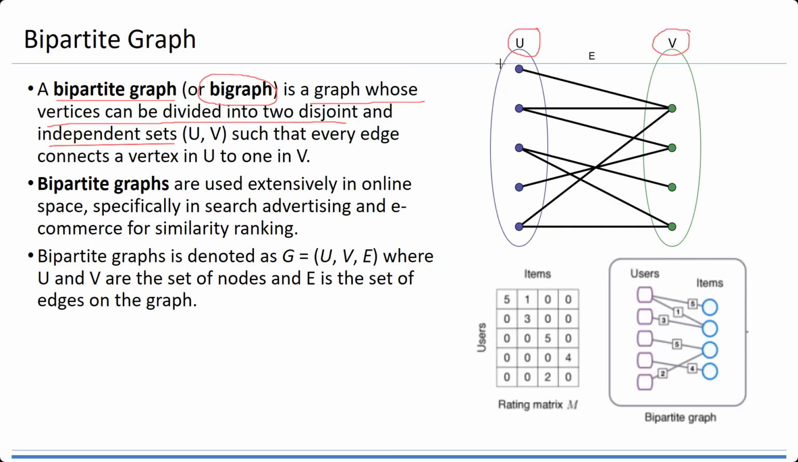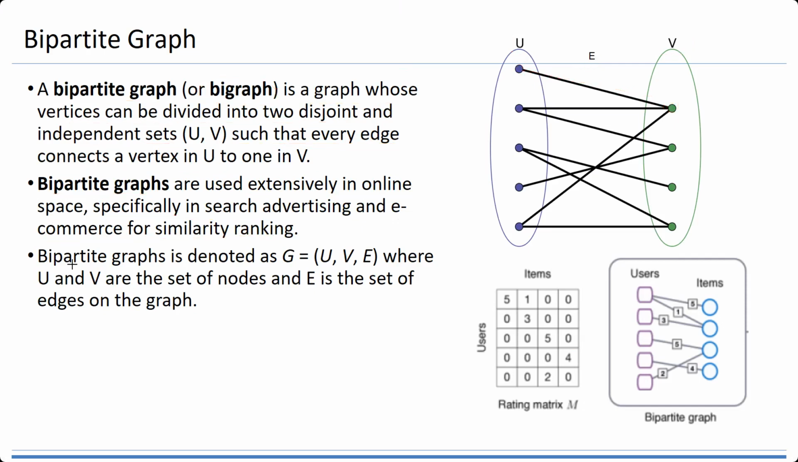So there are two independent sets, such that every edge connects a vertex in U to one in V. So this is a vertex in U. This is another vertex in V. And then it is the edge. So the edge is connected from one vertex in U and is connected to one vertex in V. Bipartite graphs are used extensively in online space. Especially it is for the search advertising and e-commerce for similarity ranking.